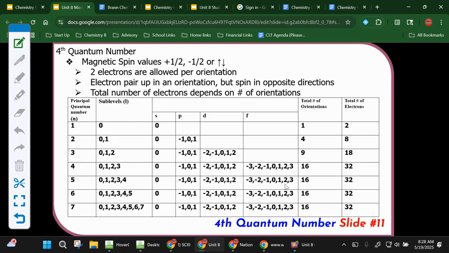If the n is 1, the L will be 0. If the L is 0, there will only be 1 orientation. Meaning, since there is 1 orientation, you can only hold 2 electrons. How many? 2. 1 spinning clockwise, 1 spinning counterclockwise. That's it.